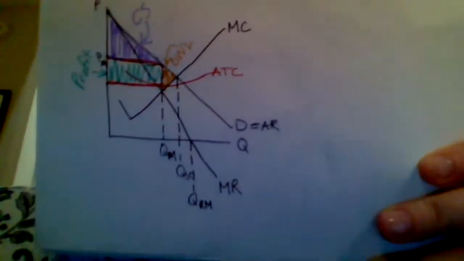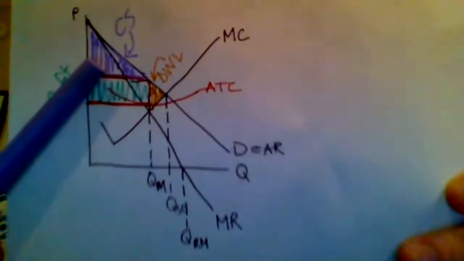Okay. Now, price discrimination. The difference between a monopoly that price discriminates and one that does not is that one that does not looks like that graph I drew earlier. Okay, this is non-price discriminating. And you know that because here we have a consumer surplus.